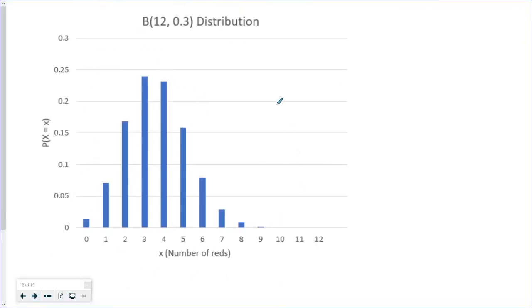Now, let's have a look at what this would look like graphically. So I've drawn a sketch of the binomial distribution 12, 0.3. So along the horizontal axis, I've got the number of reds all the way from 0 reds up to 12 reds. And the height of each bar represents a probability of getting that certain number of reds. So what we've basically found out is we tried 9, 10, 11 or 12, and the probability in that region was just too small.